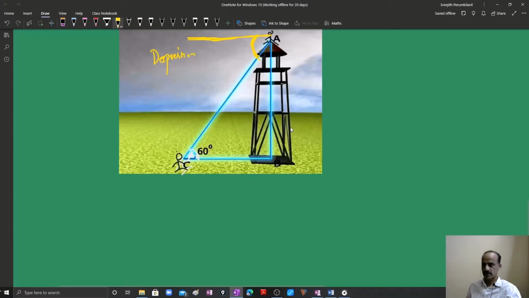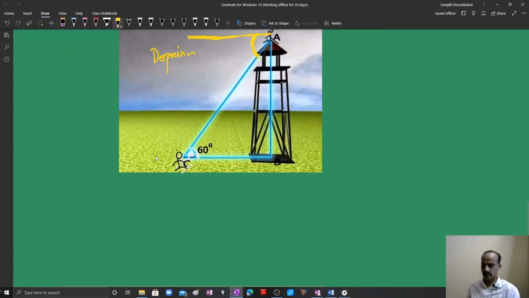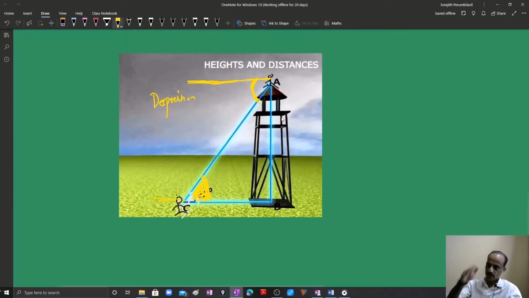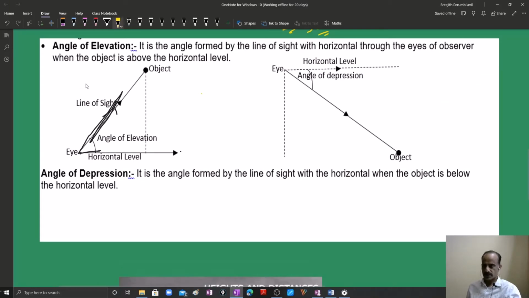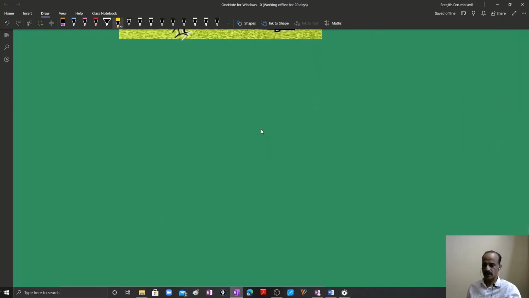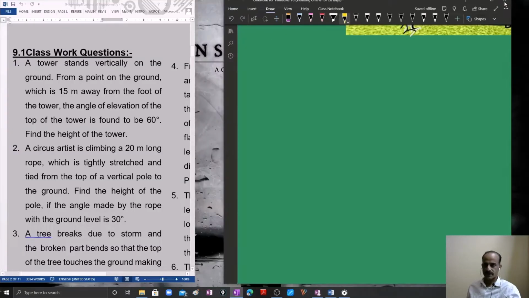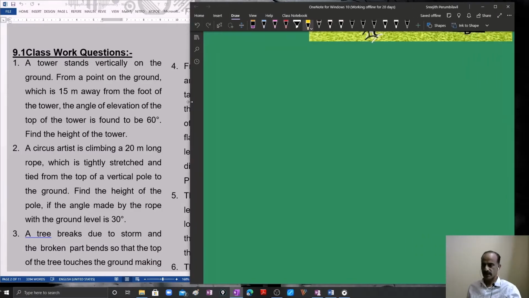Now when you look at this using the alternate interior angle property, this angle is the same as this angle, right? We can use proper geometry properties as and when we require. So this is known as angle of depression. That is the angle formed with the horizontal when you look at an object below. The angle of elevation is the angle formed with the horizontal when you are looking at an object above. Now let us use this concept to solve certain questions of this chapter. Two concepts: angle of elevation and angle of depression.